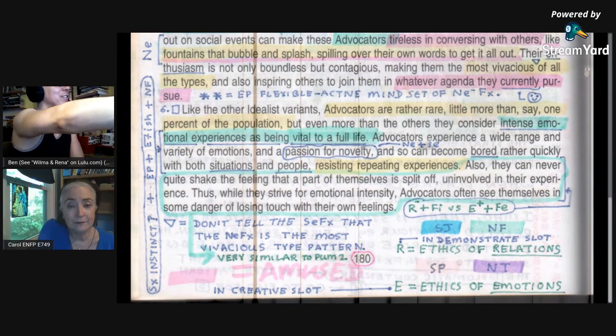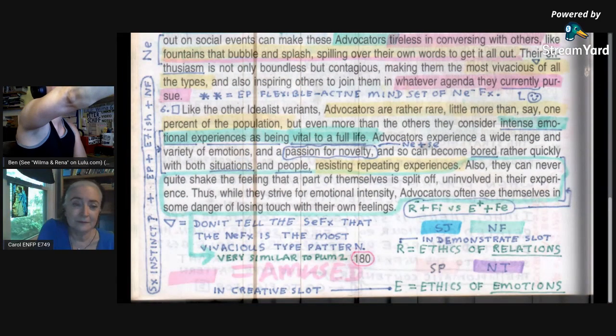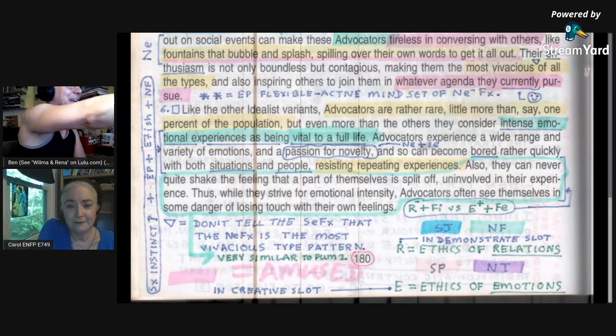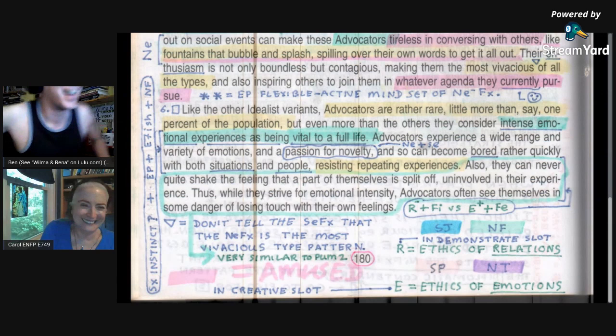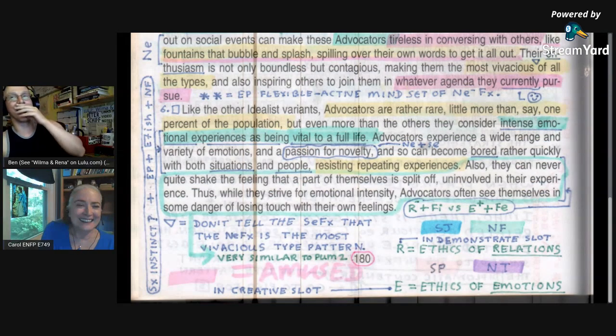So, Carol, I've just noticed a note that I made. If you look at the top where it says ENFP is making them the most vivacious of all the types, I'll put a little triangle there. And then at the bottom, don't tell the ESFP that ENFP is the most vivacious type pattern. All right.